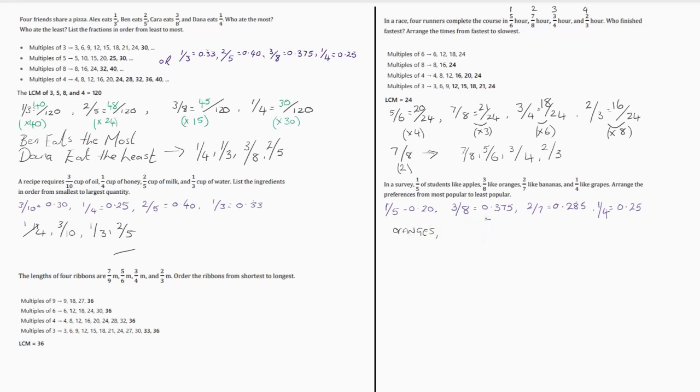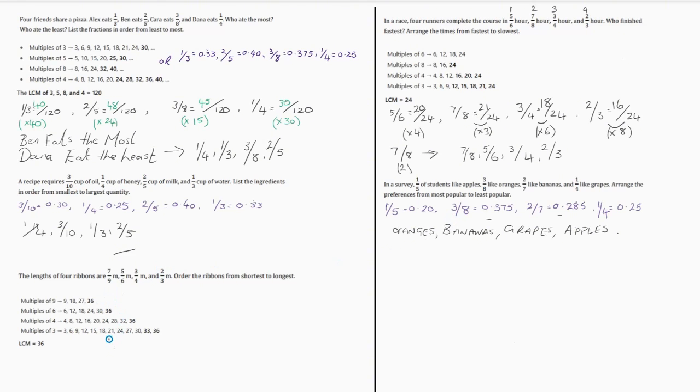So next is going to be 2/7, which is bananas. Next is a quarter, which is grapes, which then makes the least popular apples. And that's it for that one. Once again, you choose, do you want to list it with lowest common multiples or do you want to do decimals? It's entirely up to you, your knowledge.